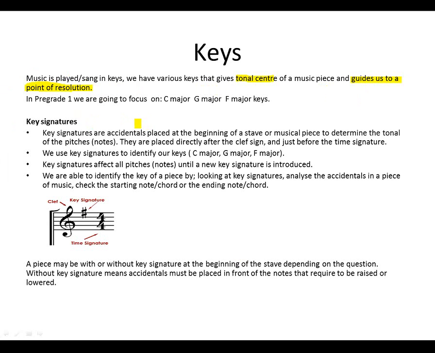Key signatures. Key signatures are accidentals placed at the beginning of a staff or musical piece to determine the tonal of the pitches or notes. They are placed directly after the clef sign and just before the time signatures. These are accidentals. Key signatures are accidentals placed where? At the beginning of a staff or a stave or musical piece.